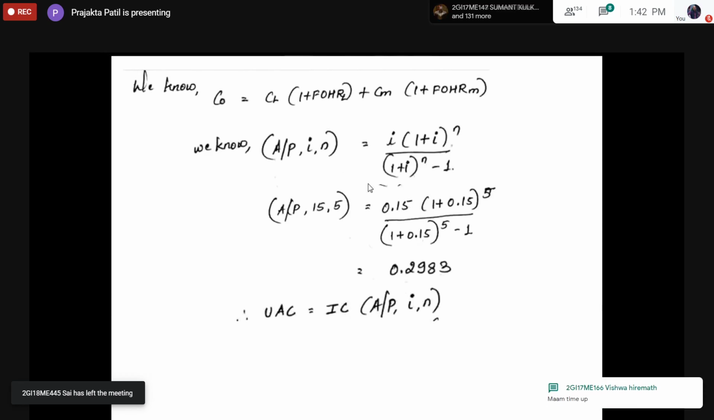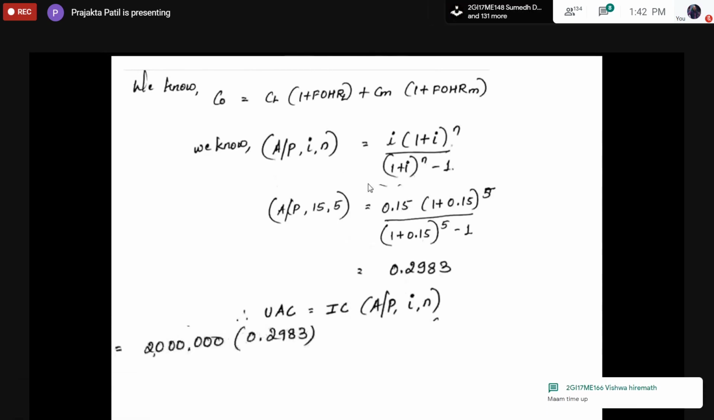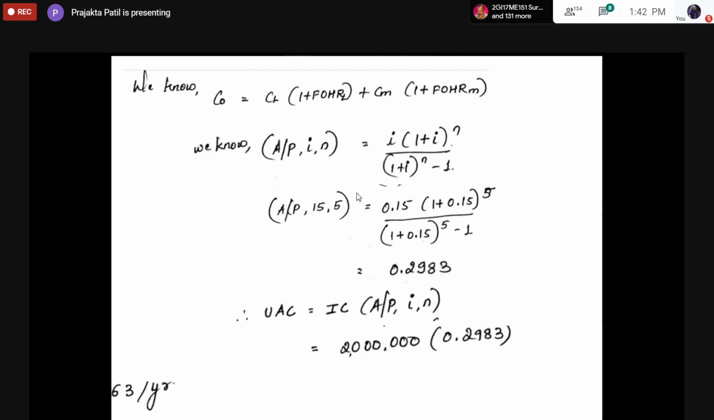Now by using this, you can find the uniform annual cost. You know what is IC? It is 20 lakh, into the capital recovery factor. You will get UAC.